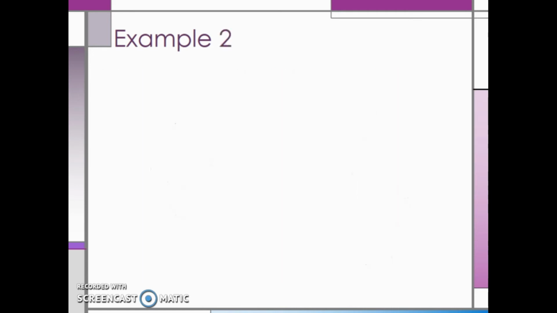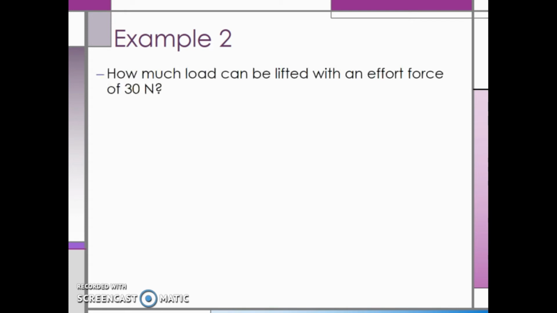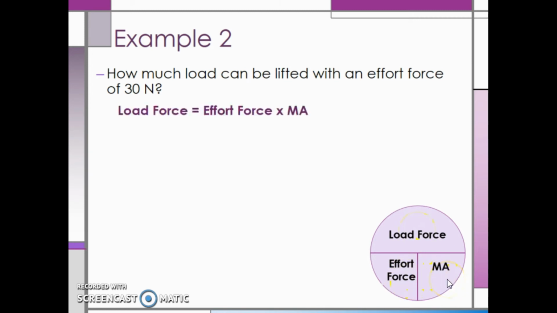In our next example, we will be using the pulley system from the previous example with a mechanical advantage of 3. We want to know how much load can be lifted with an effort force of 30 newtons. Looking at our equation circle, we see that if we cover up load force, we are left with effort force multiplied by mechanical advantage. We will take 30 newtons, which is our effort force, and multiply that by the mechanical advantage of 3. This gives us a load of 90 newtons.